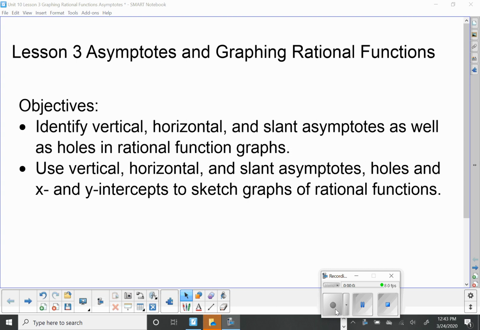This is Unit 10, Graphing Rational Functions, Lesson 3, Asymptotes and Graphing Rational Functions. Our objectives today will be to identify vertical, horizontal, and slant asymptotes as well as holes in rational functions. We're going to use the vertical, horizontal, and slant asymptotes, holes, and x and y-intercepts in order to sketch graphs of the rational functions.